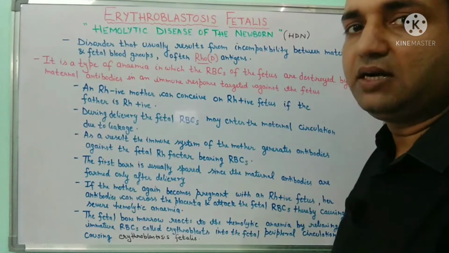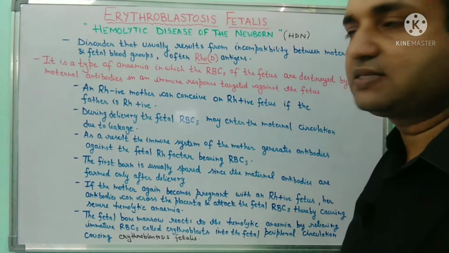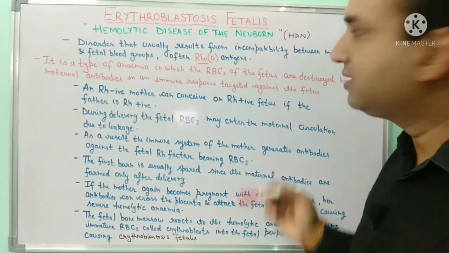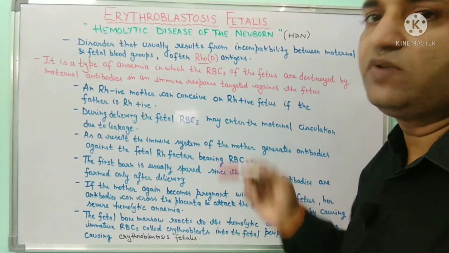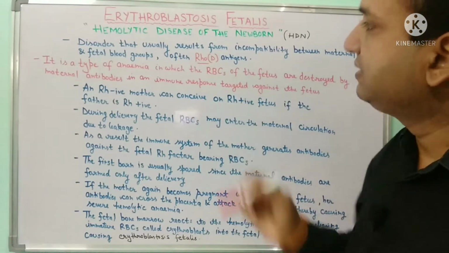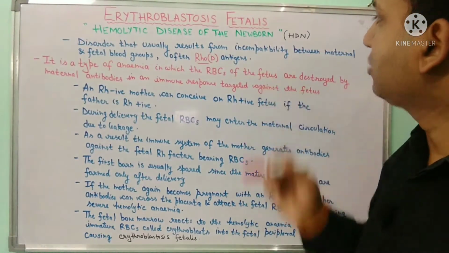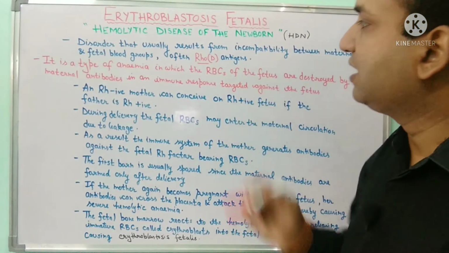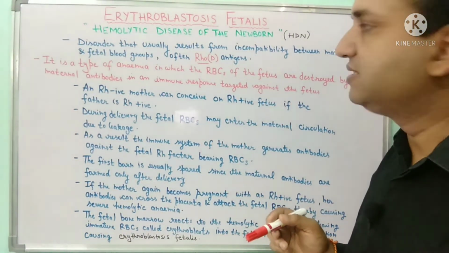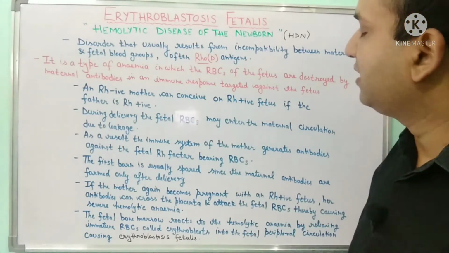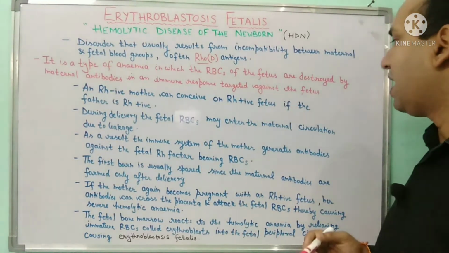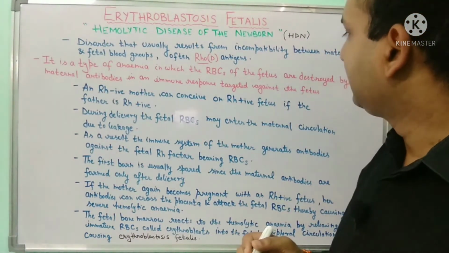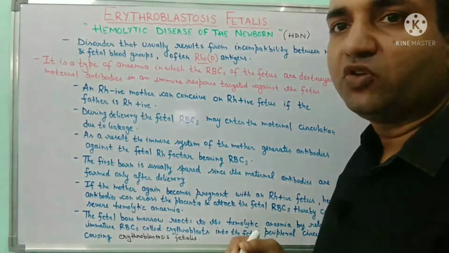Now coming directly to erythroblastosis fetalis, that is the hemolytic disease of the newborn or HDN. As we discussed, it is a disorder that usually results from the incompatibility between maternal and fetal blood groups, often the Rho or D antigens. It is a type of anemia in which the RBCs of the fetus are destroyed by the maternal antibodies in an immune response targeted against the fetus.